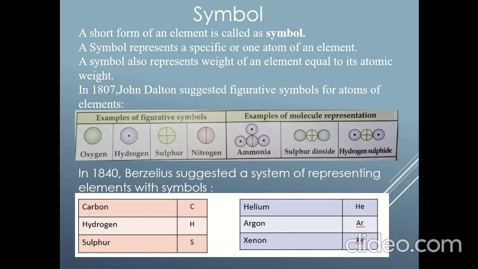So his theory was eventually discarded. Later, in 1840, Berzelius suggested a system of representing elements with symbols. According to him, the first letter of the element must be written in capital. Like for carbon, hydrogen and sulfur, you can see it is C, H and S, all of them in capital. Second, the first letter is to be written in capital and the second letter in small. For example, helium, it's H capital, small e; argon, Ar; xenon, Xe.